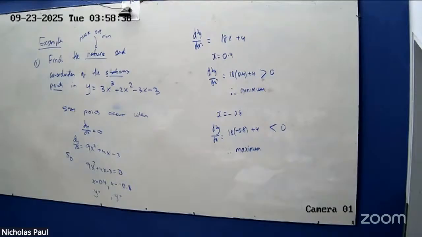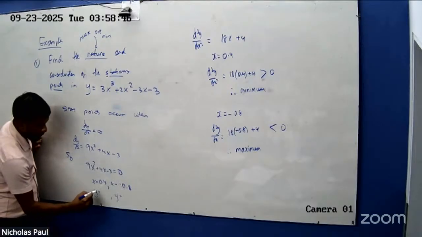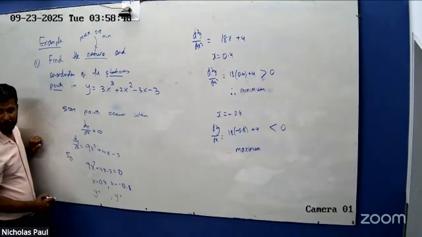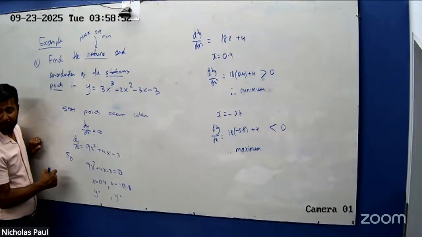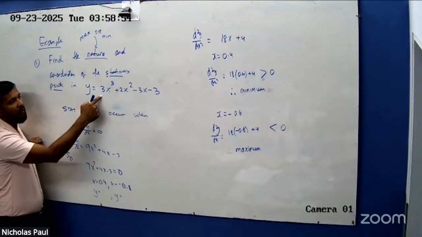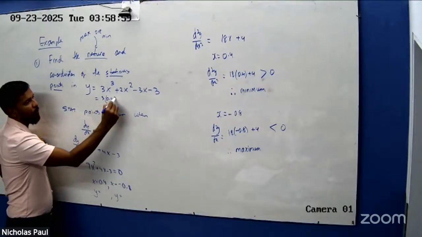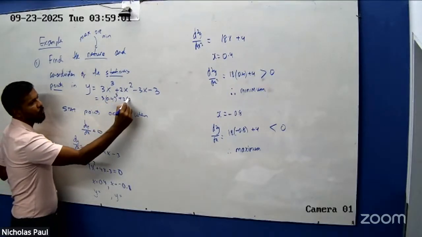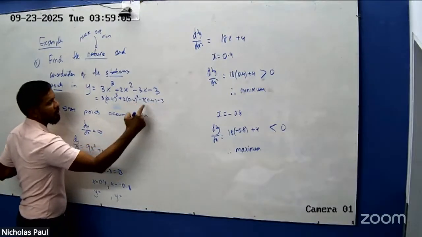Now done? What have you got for y? When x is 0.4, what have you got for y? Anybody else? What did you all get for y? Plug it in here earlier. So you're finding 3 by 0.4 cubed plus 2 by 0.4 squared. That's what you're doing, right?